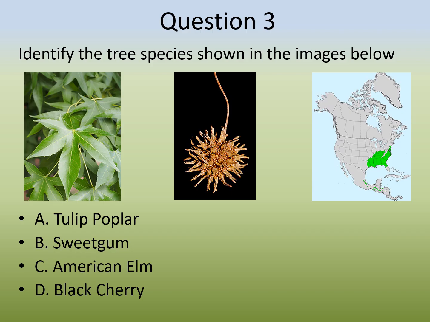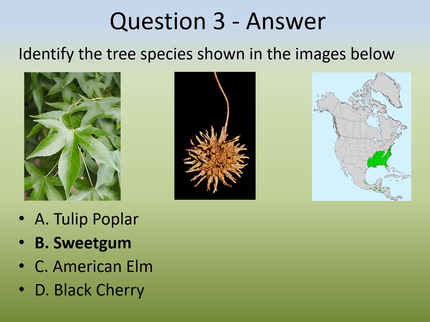Question 3. You can see we've got a simple leaf with a palmate shape. Interesting seed there, spiky, and a range of the southeast US and a little bit into Mexico and Central America. Is it A, tulip poplar, B, sweet gum, C, American elm, or D, black cherry? The answer is B, sweet gum.